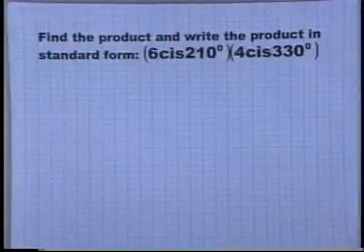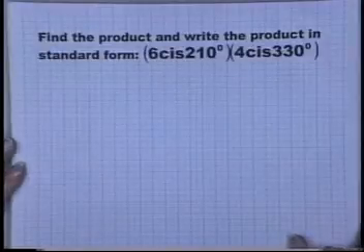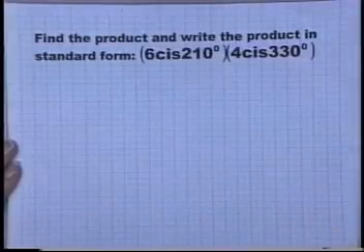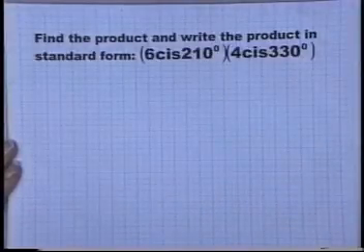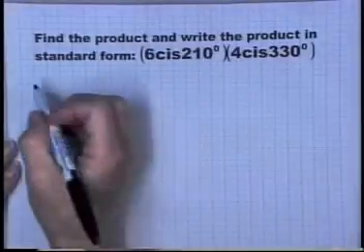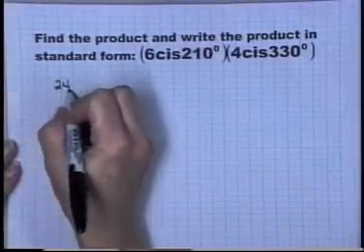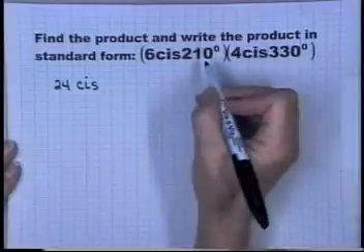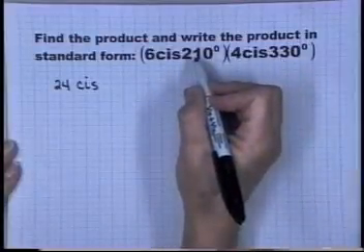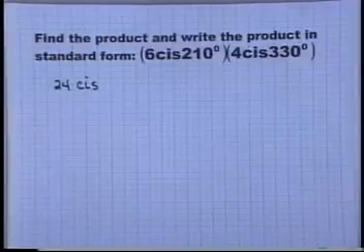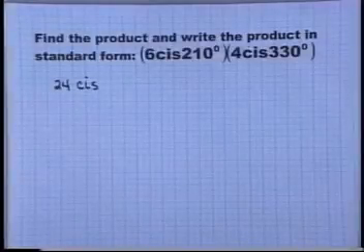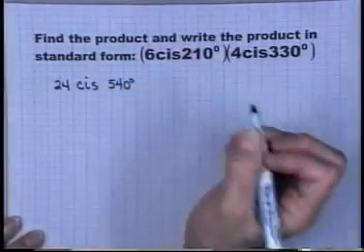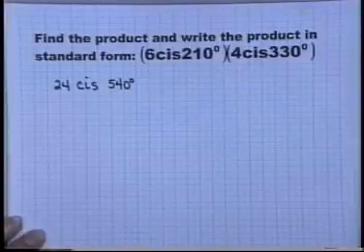Now, let's look at an example here. Find the product, and then write the product in standard form. Now you'll notice these numbers are in the trigonometric form, so doing the product is going to be very simple. I'm going to multiply my two r's. 6 times 4 gives me 24. And then I'm going to have my cosine plus I sine, that I'll abbreviate CIS. I'm going to add my two angles. So 330 degrees plus 210 degrees gives me 540 degrees when I add them. Okay, 24 CIS 540 degrees.